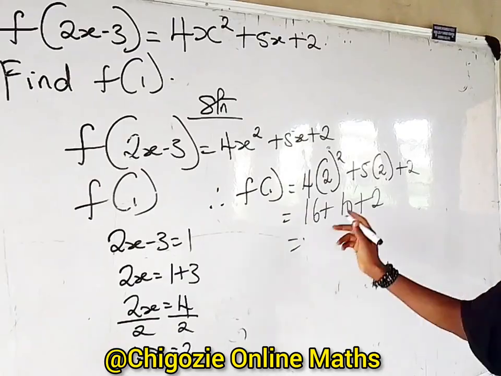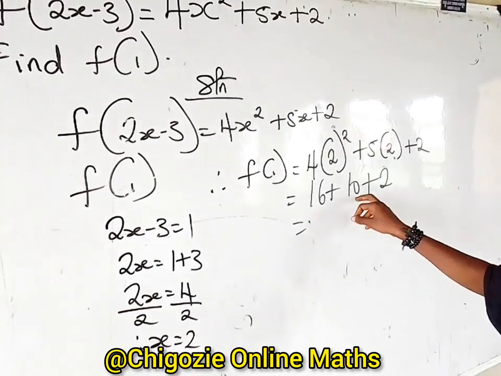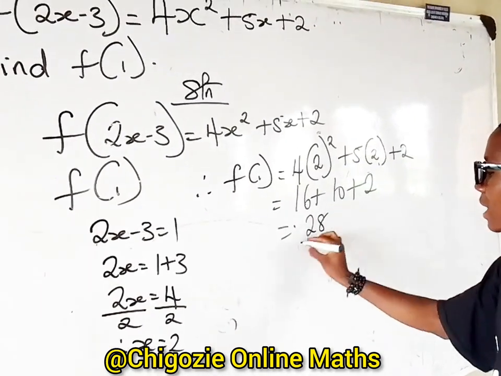Now, let's add this. Don't use your calculator. 16 plus 10 is 26, plus 2 is 28. So that is my answer.